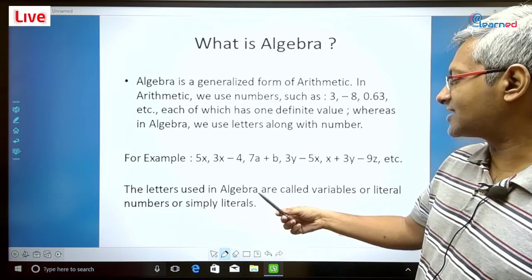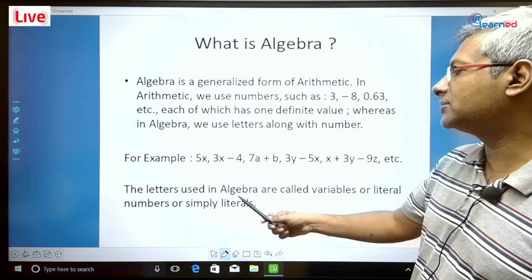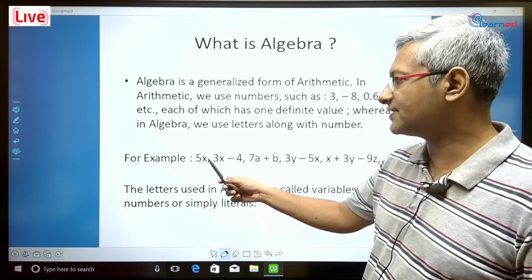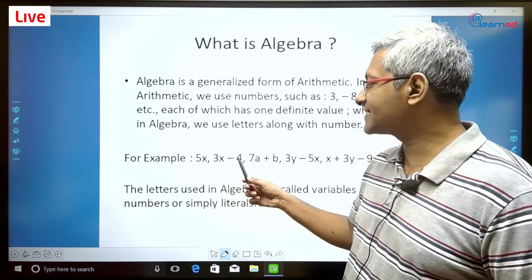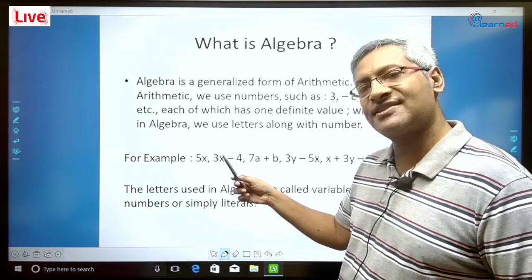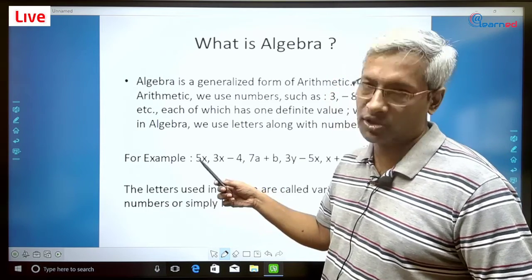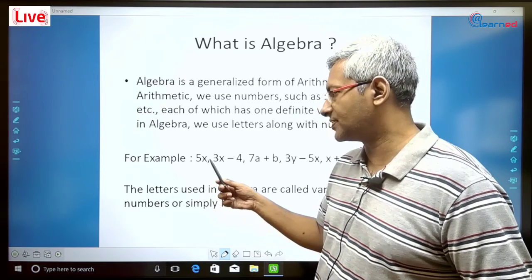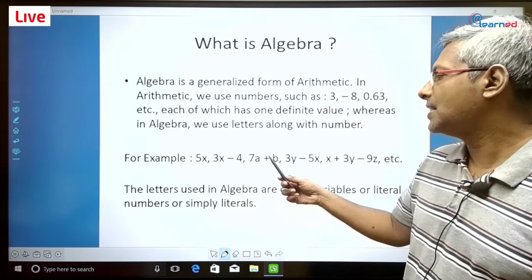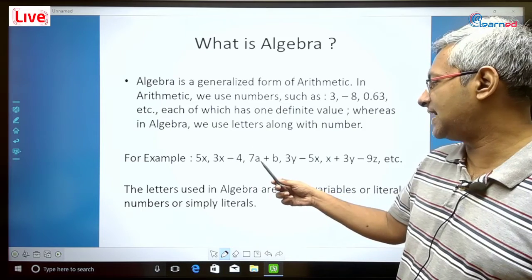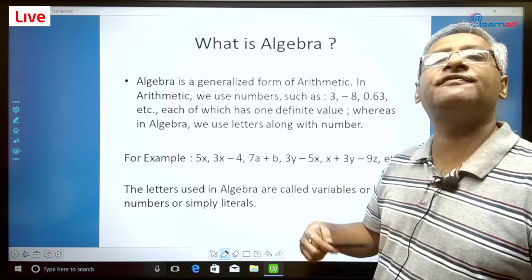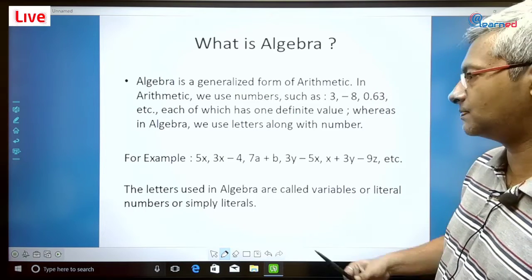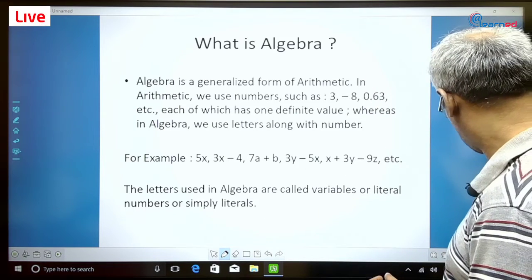Letters used in algebra are literal numbers or simply literals. So x over here is the variable. In 3x minus 4, this x is a variable, or it can be called a literal, because since it is a part of the alphabet, we can call it a literal. So in 5x, 3x minus 4, over here x, then over here a, over here y, these are all variables. Okay, we'll come to what are variables later. We'll understand that in deeper context.